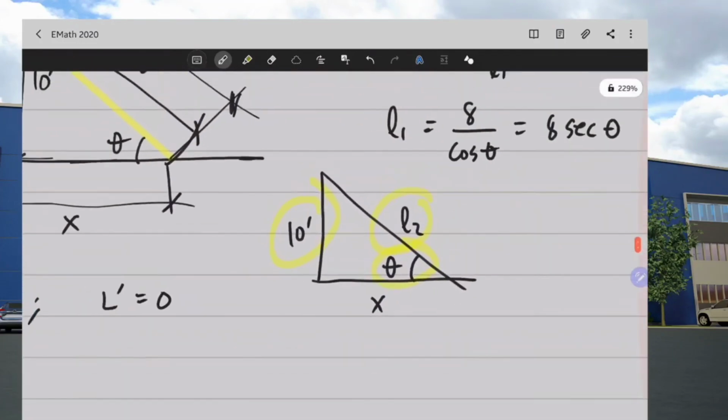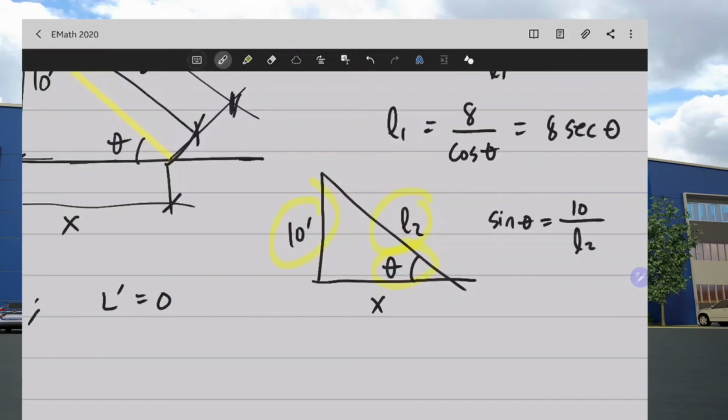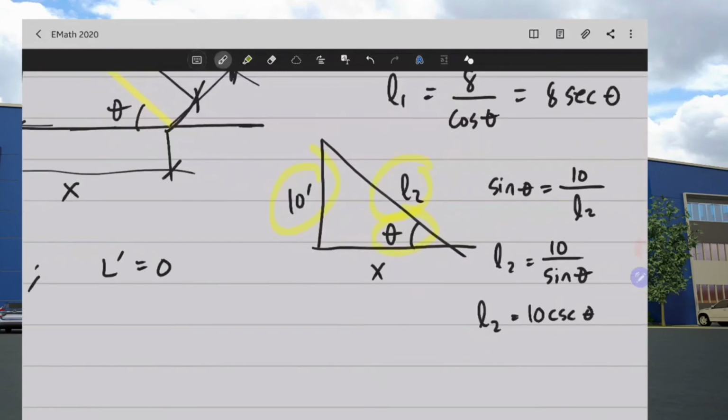So what's the relationship in a right triangle between the opposite side of an angle and the hypotenuse? That would be sine. So sine theta is equal to opposite over hypotenuse. So therefore, L2 is equal to 10 over sine theta. And the reciprocal of sine theta is cosecant. So we'll have L2 is equal to 10 cosecant theta.